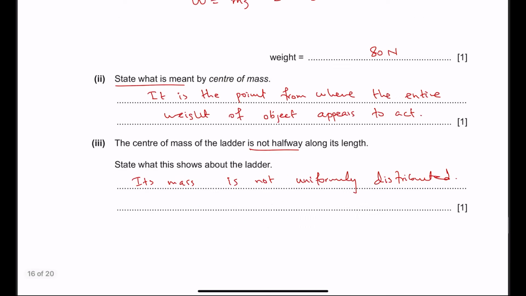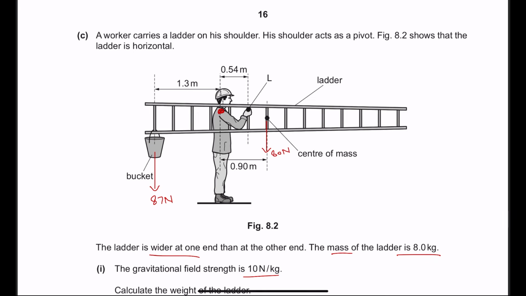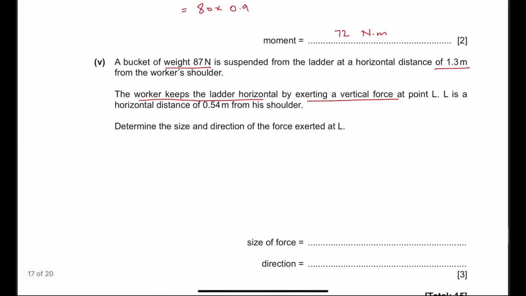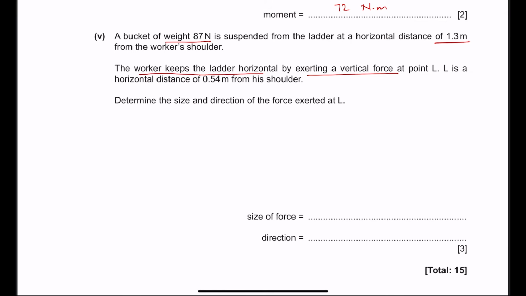So the bucket's weight and the ladder's weight do not produce equal moments. Therefore, the ladder on its own would not balance on the person's shoulder. In fact, he has to exert another force from this point using his hands, a vertical force, which will keep the ladder balanced. Now, what we have to do is find this force. Not only do we have to determine the size of this force, we also have to determine the direction of this force.